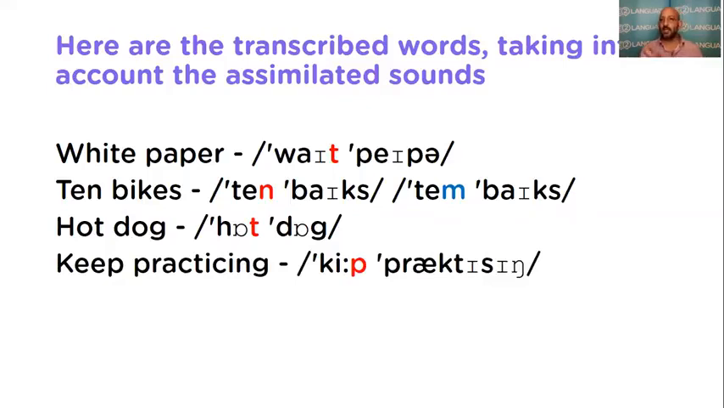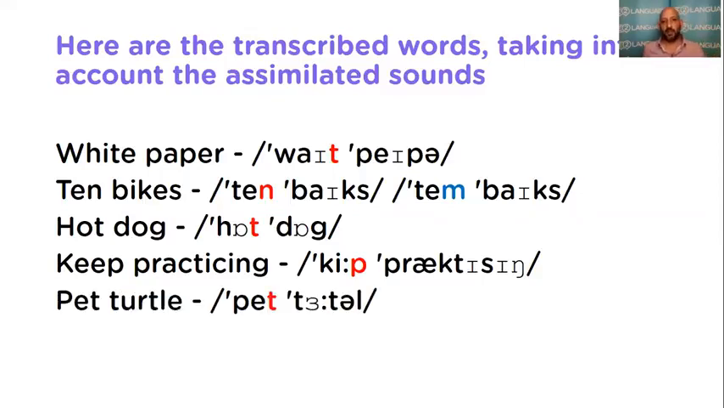Keep practicing. There's no double p sound. It's too annoying to do the two bilabial plosives. I'm not going to do that again, so keep practicing. All right, so the first p sound, gone. Pet turtle becomes pet turtle. Same thing with the p, we have the t. All right, so the first t is sacrificed. It's not there anymore. Pet turtle.